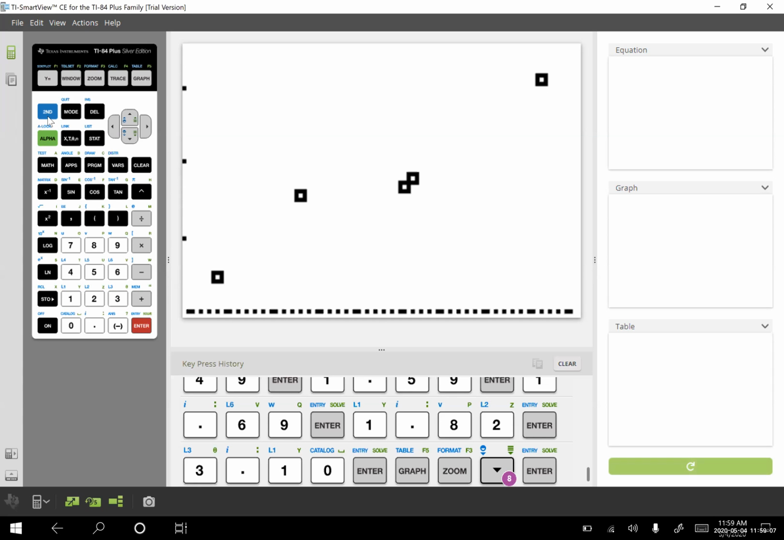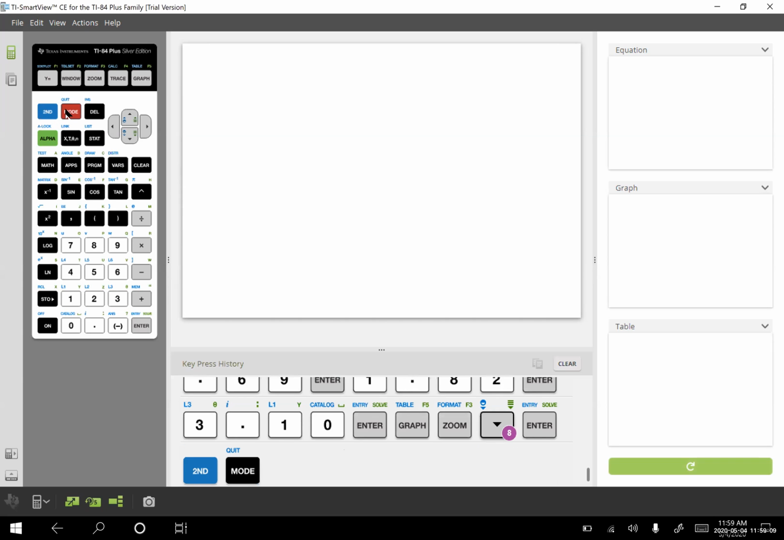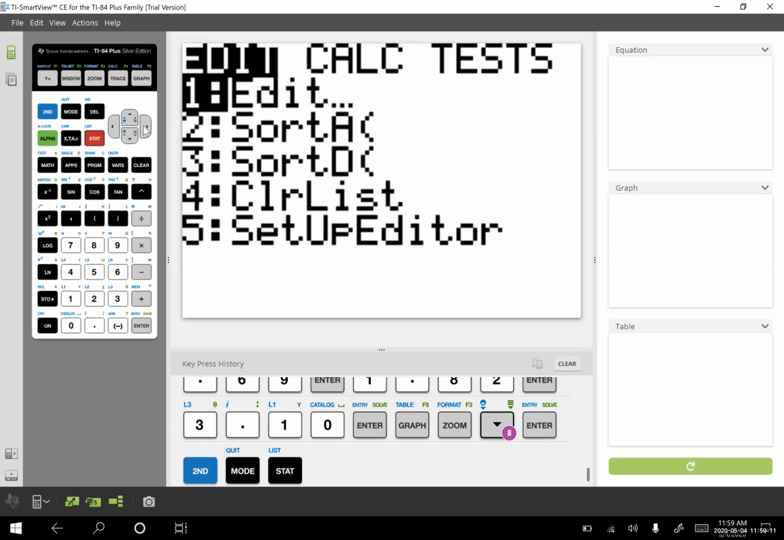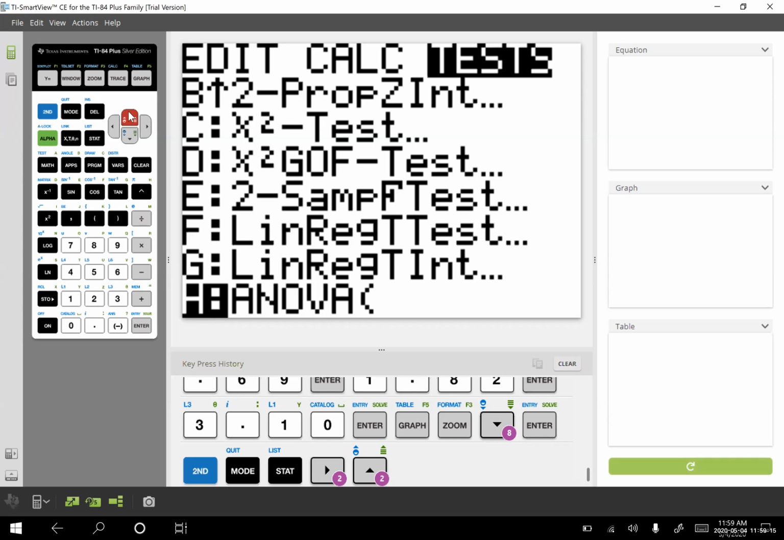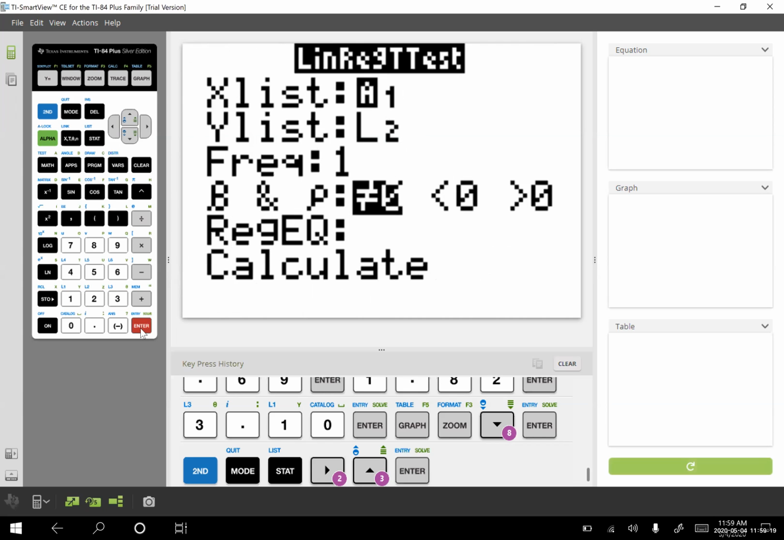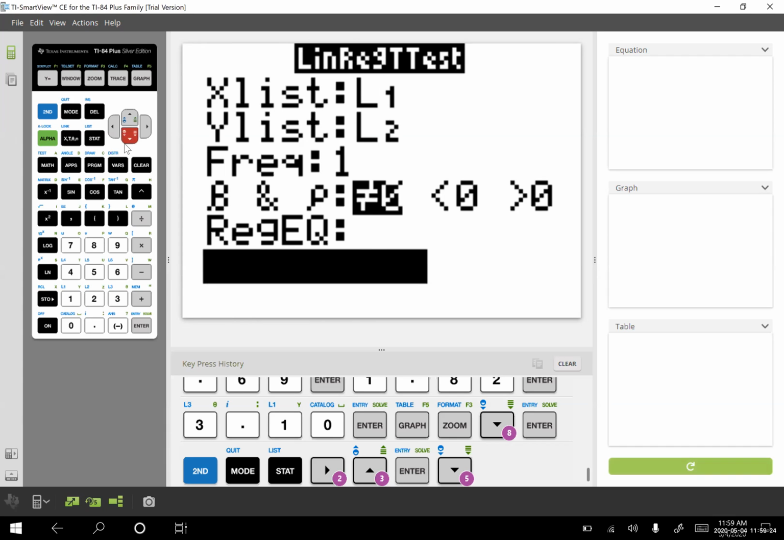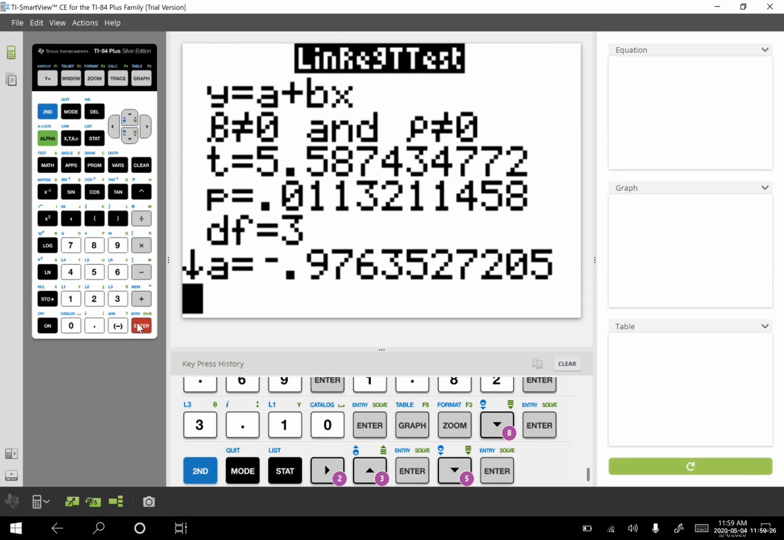Okay, so now I'm going to quit. Now I'm going to go back into stat. I'm going to go to test, and I'm going to go linear regression T-test like we did last time. Let's hit enter. Okay, so we're going to use list 1, list 2. Everything's the same, it looks like. Okay, so this time we're going to use this T value and this P value.